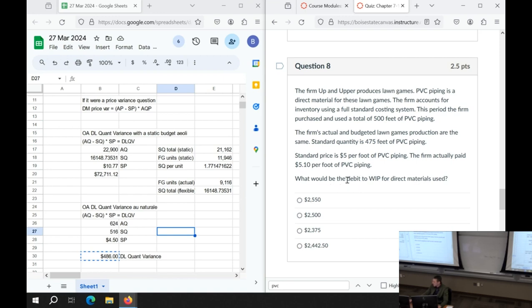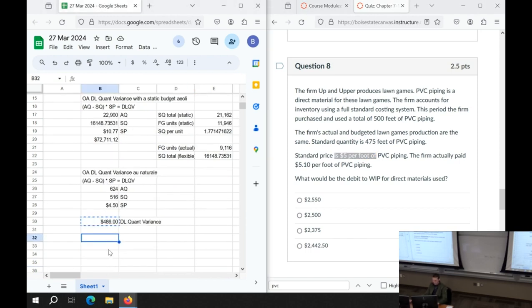So we can kind of sidestep a little bit of this information by remembering the rule of thumb with standard costing. So with standard costing, when we're debiting to work in process, we're going to be debiting at full standard. That's kind of the rule I'm testing here. Whatever we debit to WIP, it's going to be at the full standard. Standard quantity times standard price. So we really just need to know standard quantity and standard price. Those two multiplied would be the answer to this question right here.